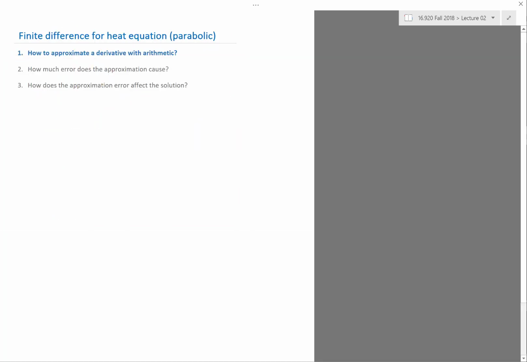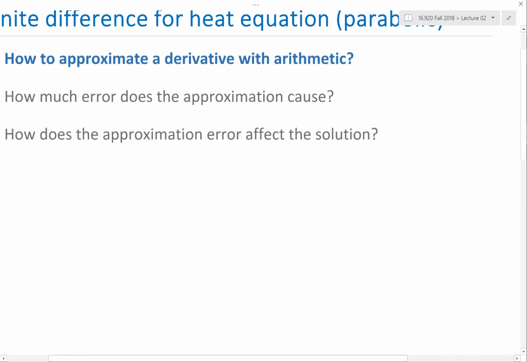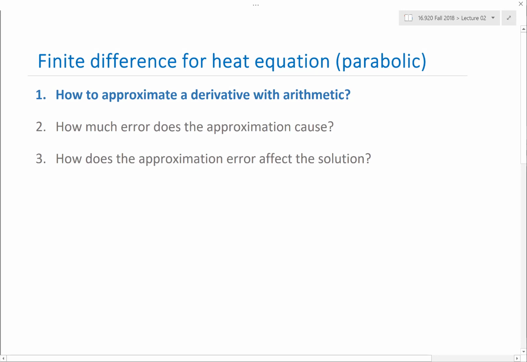Okay, so we are going to study finite difference first in the context of parabolic equations. So probably the easiest to study over here. Actually, finite difference work extremely well for parabolic equations, and less so for hyperbolic equations.